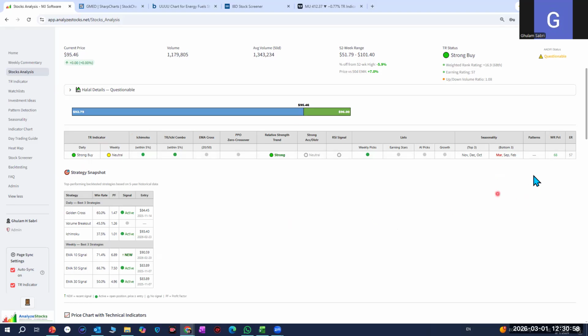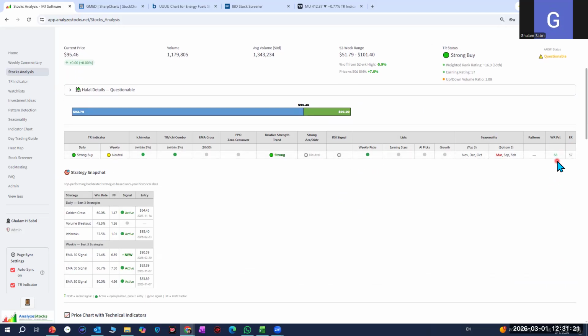Now this seems to be a very good buy. It's in a strong buy zone. This strategy has given a buy signal on the weekly. Its relative strength is also very good. It's part of our weekly picks. Its ER rating is also very good. And it's still not in the earning star, but it's very good. What is this? GMAT.